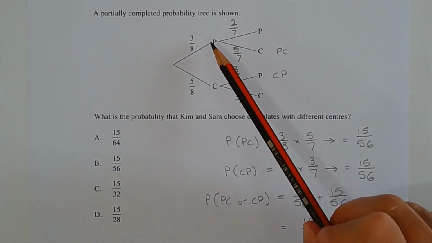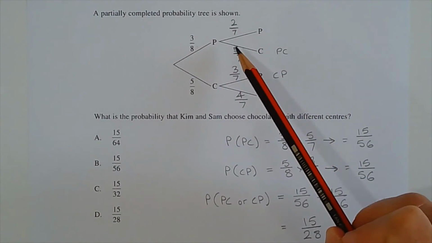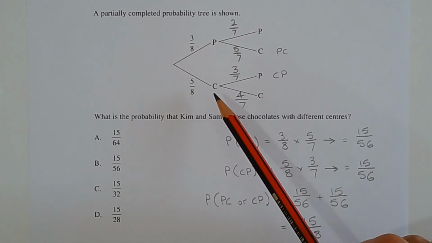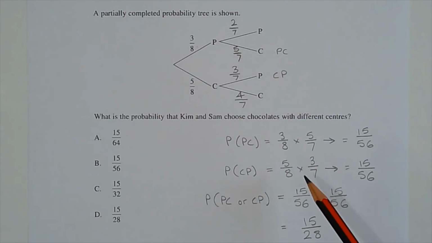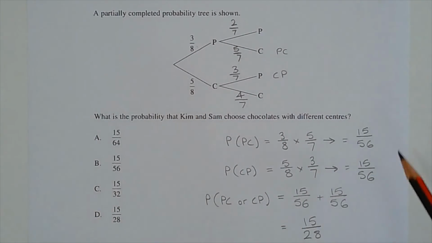So PC, probability of peppermint caramel, is 3 over 8 multiplied by 5 over 7, which is 15 over 56. And the probability of caramel peppermint is 5 over 8 multiplied by 3 over 7, and that's also 15 over 56.